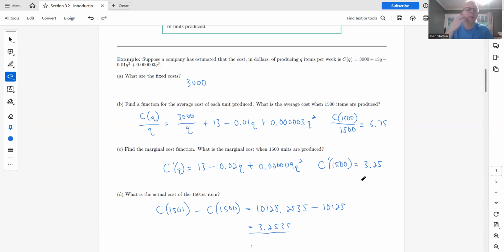So we can see the actual cost here is very close to the marginal cost, which is the approximate cost. We're using the idea that we're going to talk about on the next page, and we'll look at that in the next video.